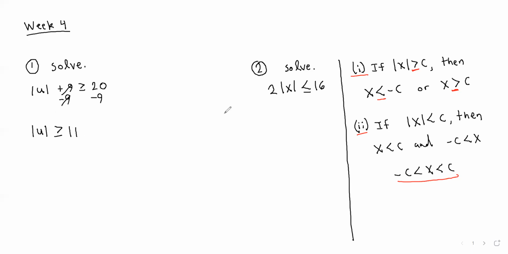Now what we have is the setup of fact 1, where the value of c is 11, and instead of an x, we have a u. So we just apply this idea. So instead of x, you write a u. Instead of a c, you write 11. So we have u is less than minus 11, or u is greater than, I'm sorry, this should be an equals here, or equal to 11. We get this just from applying rule 1 here. And so our solution is this right here.